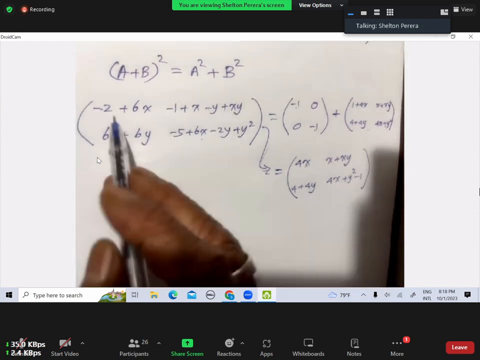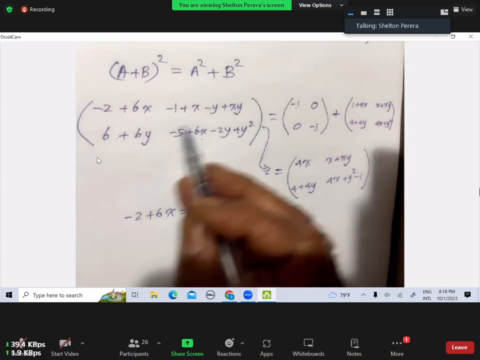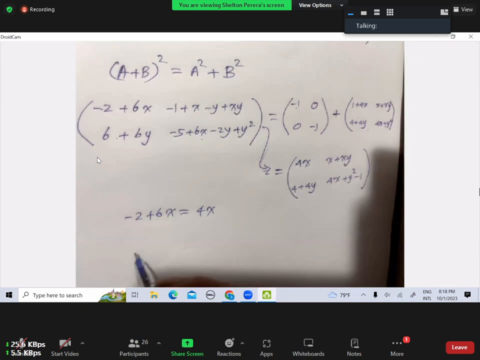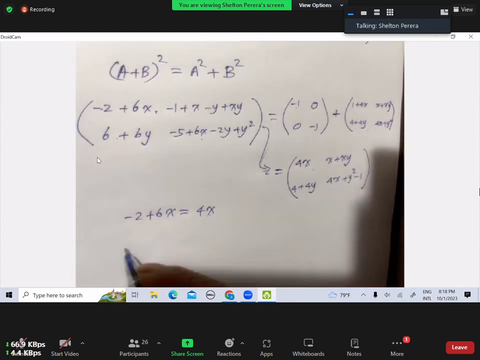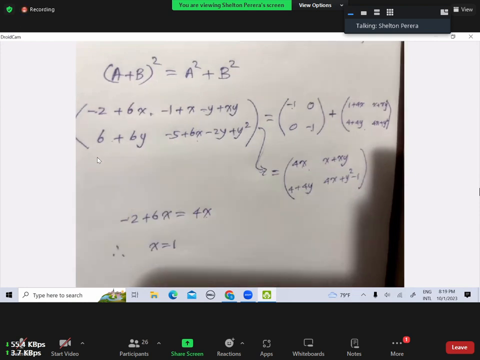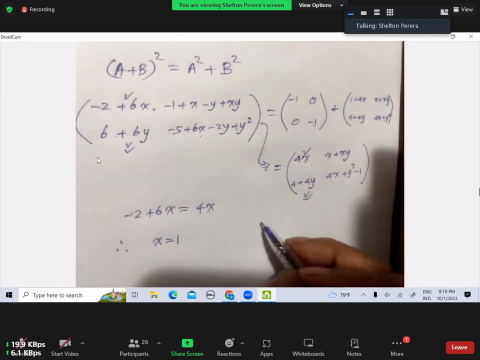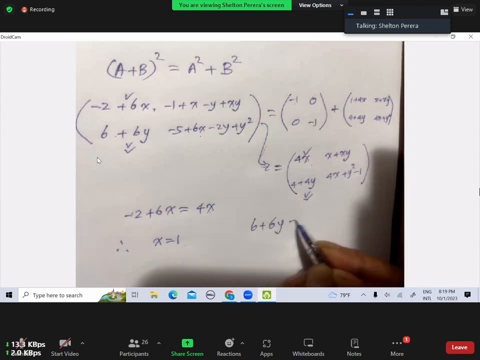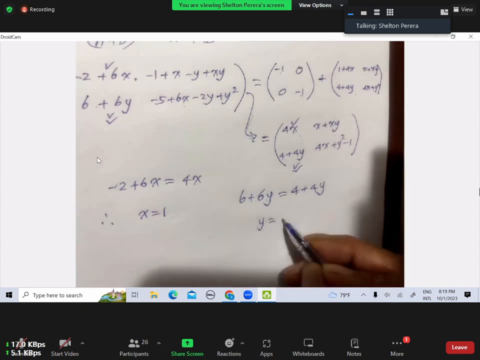So what do we get? We write the two key equations. Negative 2 plus 6x is equal to 4x. But this one must be equal to this. From this, we can immediately find x, no? With this equals that, we get x. X is what? Therefore, take this to this side, 2x equals 2, x equals 1. That is equating this to this. Then this to this. Do that. 6 plus 6y equals 4 plus 4y. Take this to this side. 2y equals 4 minus 6. So 2y equals minus 2, y equals minus 1.